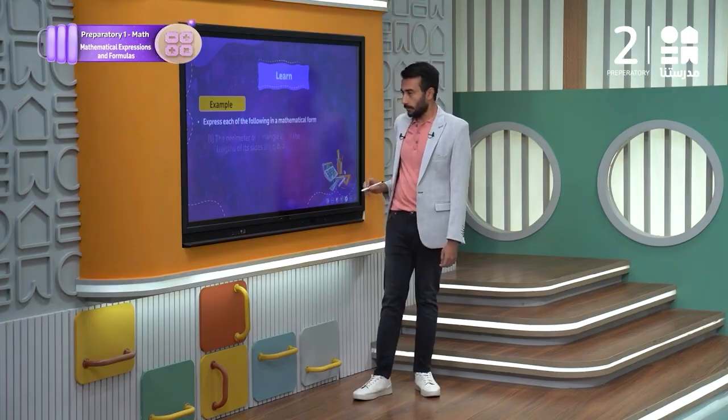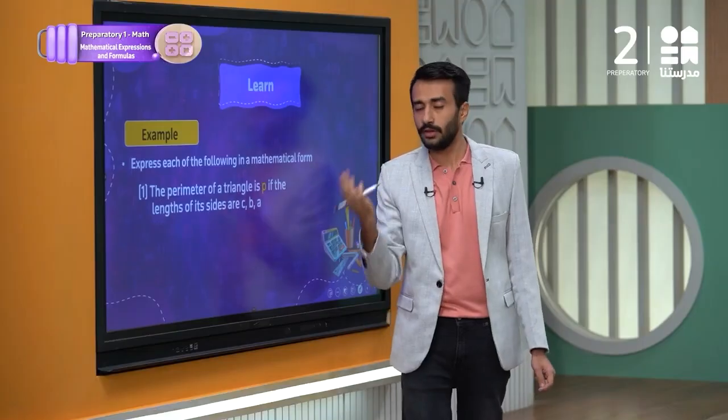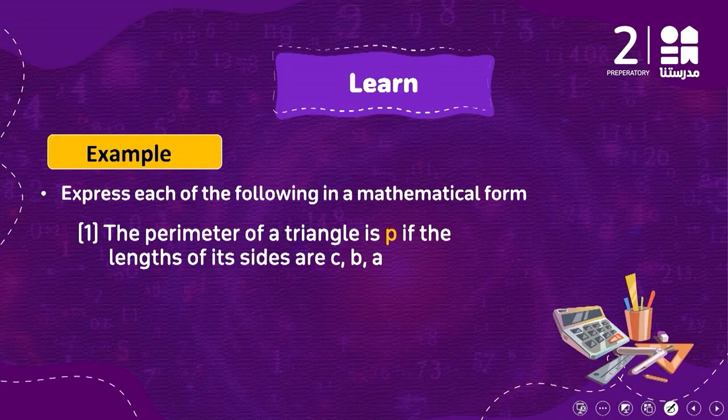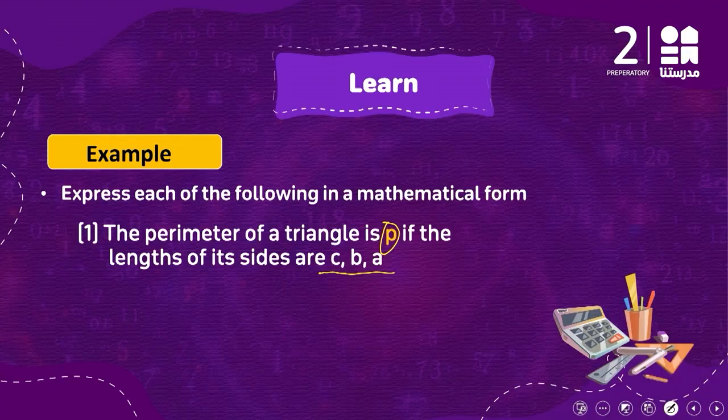Now we have an example. Express each of the following in a mathematical form. We have 5 mathematical forms, as we said. The perimeter of a triangle is P if the lengths of its sides are A, B, and C, or C, B, and A, whatever the order. How to find the perimeter, which is labeled as P, for side lengths of a triangle C, B, and A. Do you remember the rule of perimeter? Just adding the sides. So the perimeter here, for sure, will be A plus B plus C, or any order, B plus A plus C. But it's preferred to write it in this order, A plus B plus C, and this is the perimeter.